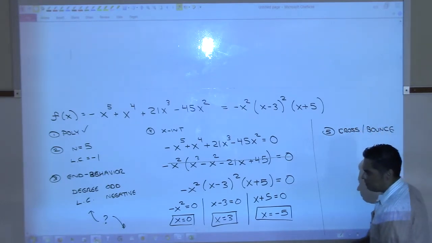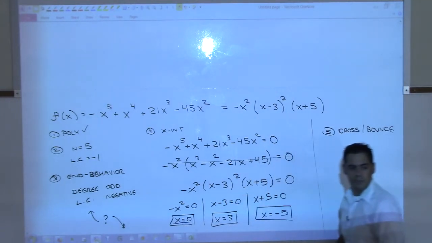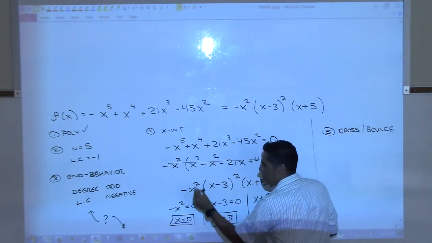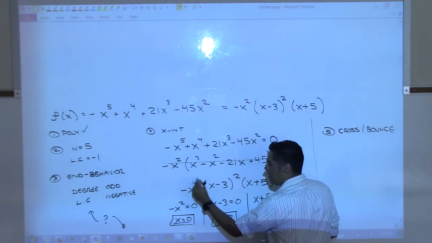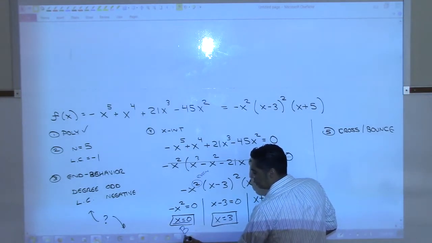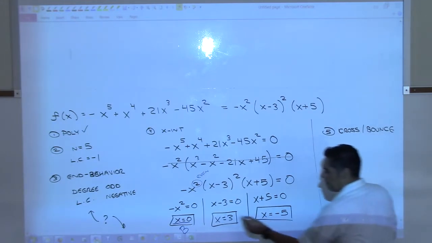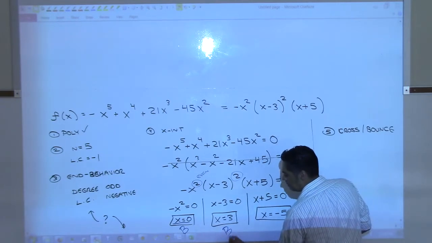So can you tell me, Gabriella, what's going to happen at zero? It will bounce. Will bounce? Why? Two. Yeah, because of the power. So this comes from this factor, and because that's an even number, right? Because that's even, we are going to bounce here. You keep going? We'll also bounce at 3 because that's also even. So we're going to bounce here.